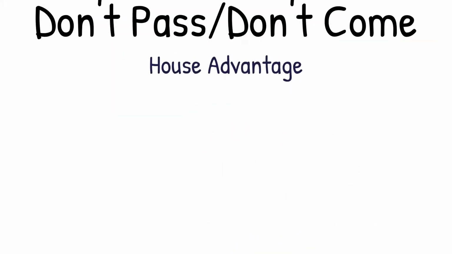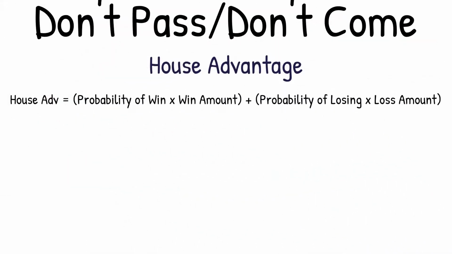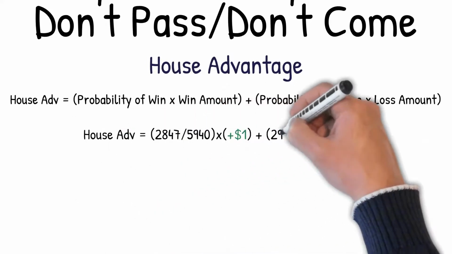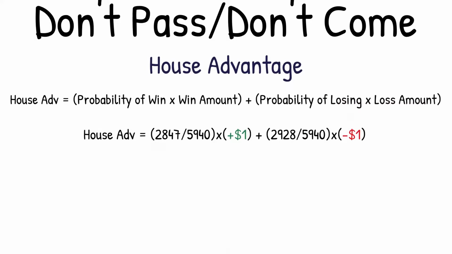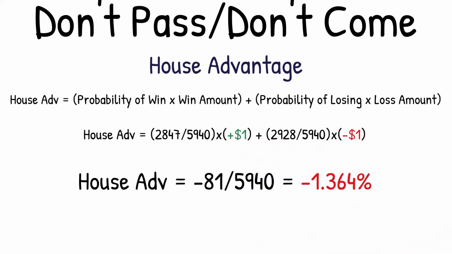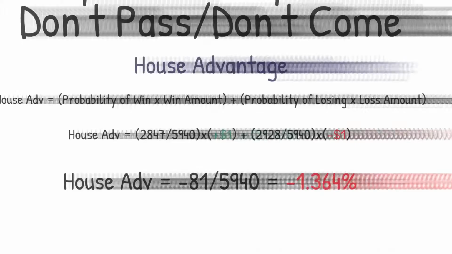House advantage. The house advantage equals the probability of win times the win amount plus the probability of losing times the loss amount. For a don't pass, don't come, house advantage equals 2847 over 5940 times $1 for a win plus 2928 over 5940 times minus $1 for a loss. The house advantage equals minus 81 over 5940, equals minus 1.364% house advantage.